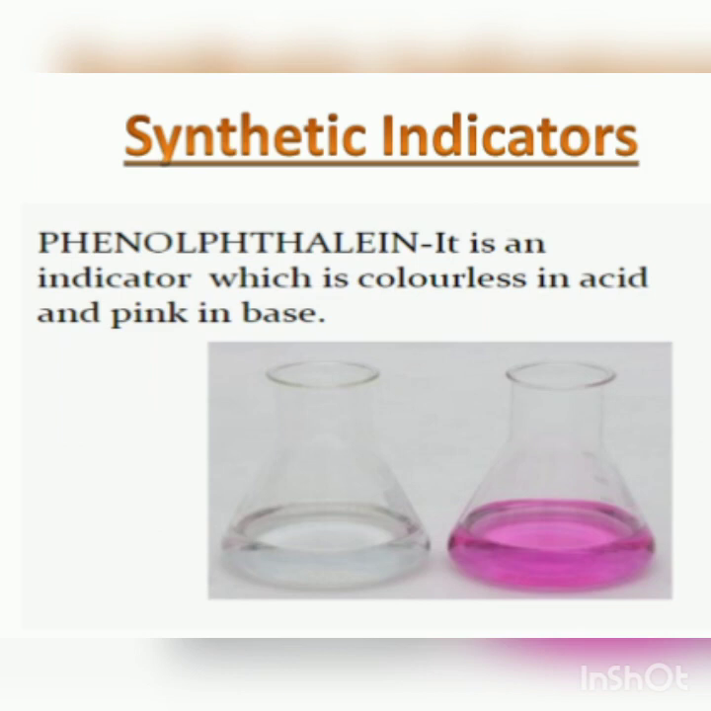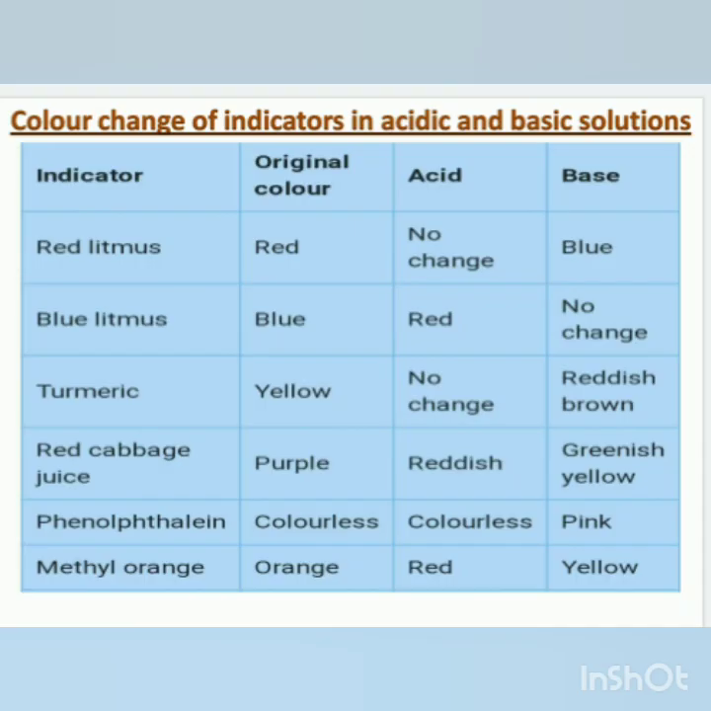Next is synthetic indicators. First is phenolphthalein. It is an indicator which is colorless in acid and it becomes pink in basic solution. Again, this is a table from your science NCERT textbook. You can recapitulate color change of indicators in acidic and basic solution.